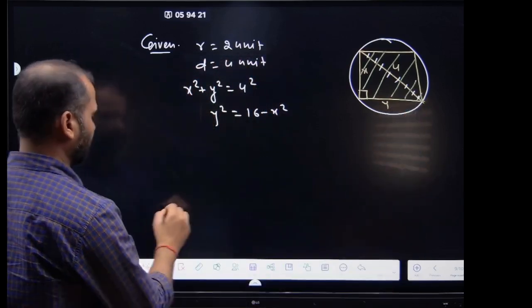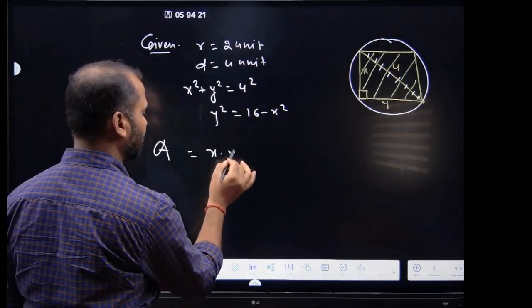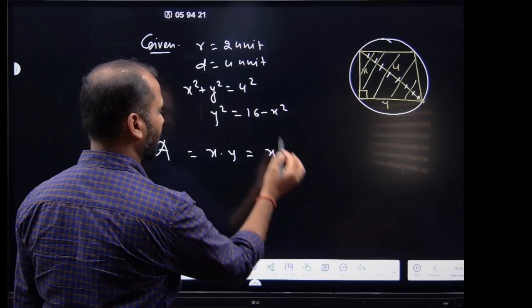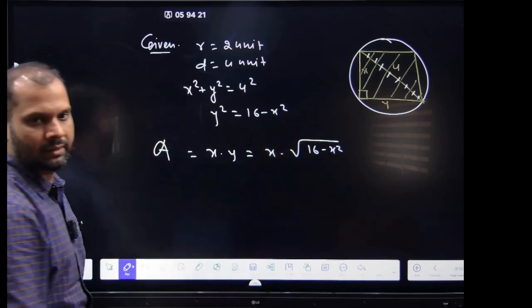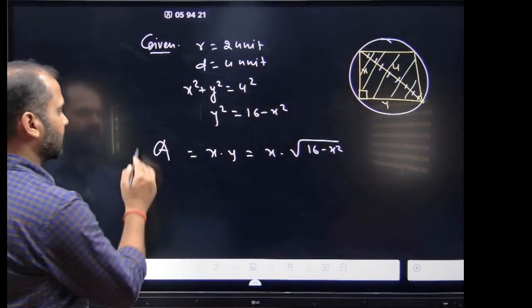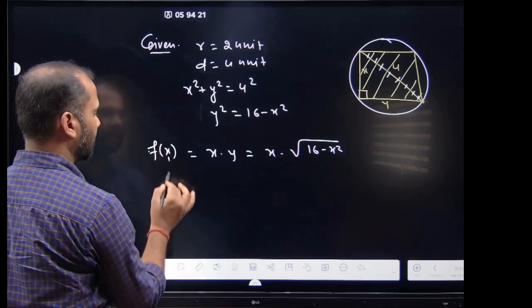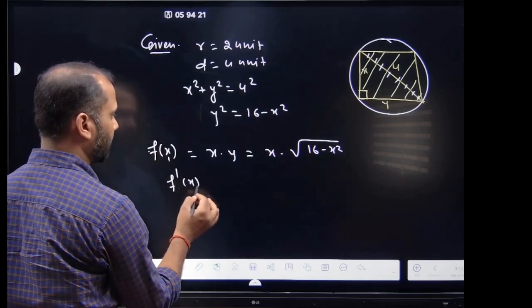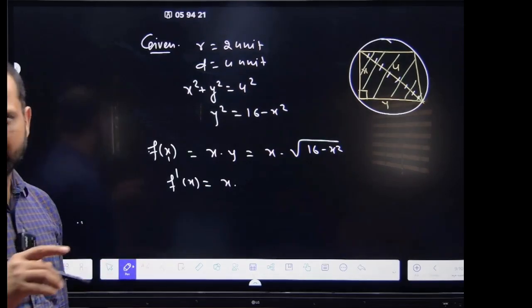Area of the rectangle is nothing but x into y. So x into y, what can you write? x times the root of 16 minus x square. Now this we should maximize. So let this be your function f of x. Differentiate it, f dash x will be x times the differentiation of this, which is 1 by 2 root x.